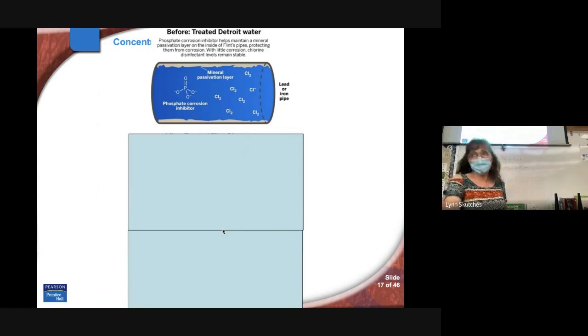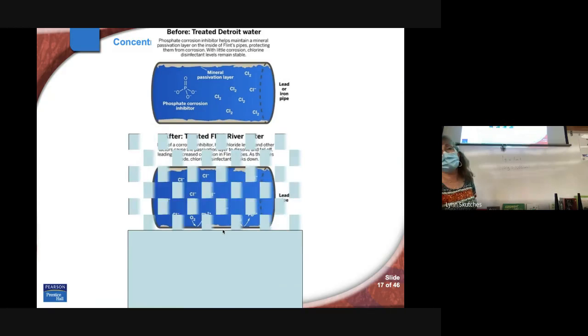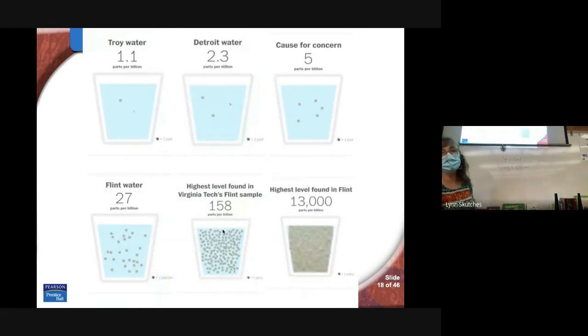There were showering stations and stuff because you're not even supposed to bathe in that, especially if you're a kid, because you can breathe it in. You can also get stuff in your eyes and your mouth when you shower. It was terrible. And your hair and your skin were affected. Yeah, it was really bad.